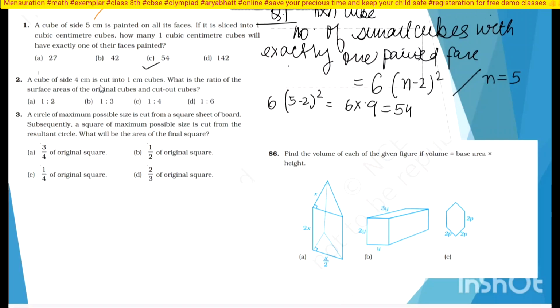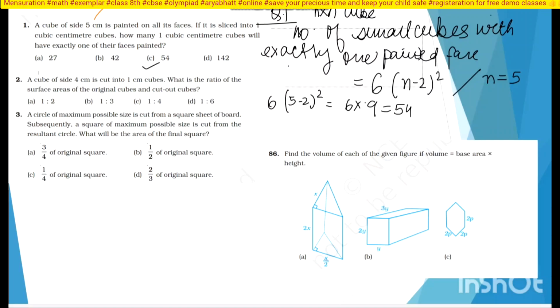A cube of side 4 centimeter is cut into 1 centimeter cubes. Initially the cube was 4 centimeter sided, but it is cut into 1 centimeter cubes. What is the ratio of the surface area of the original to the cut ones? First I have to calculate the original surface area, then the next surface area, then I will find out the ratio.